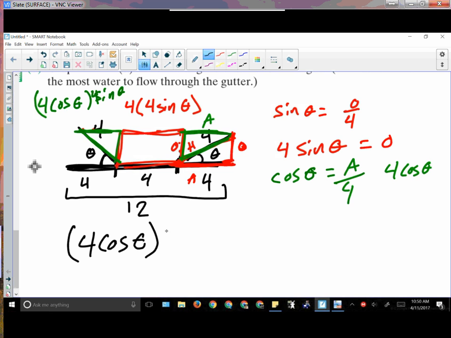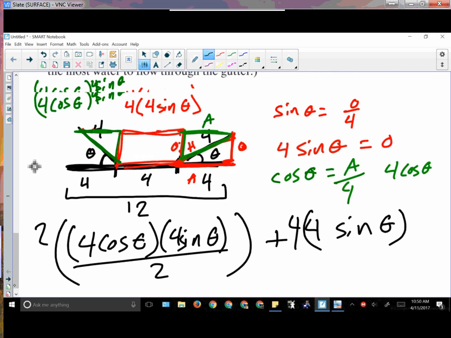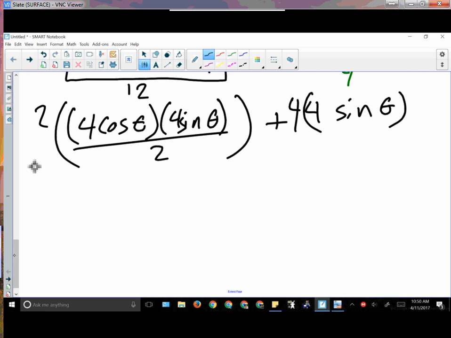Multiplied by the height of the triangle, which is 4 sine of theta. Divided by 2, but I need 2 of these. So it's multiplied by 2. Plus the rectangle, which is 4 sine theta multiplied by 4. So if you want, you can go and simplify that out just a little bit.